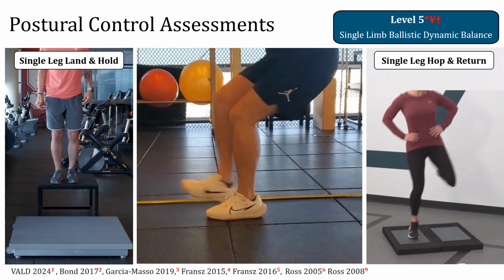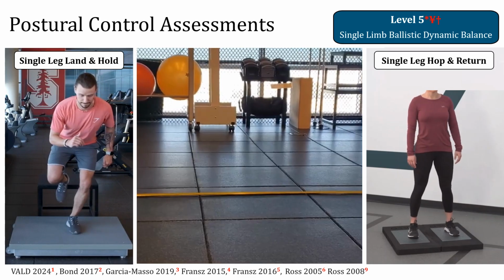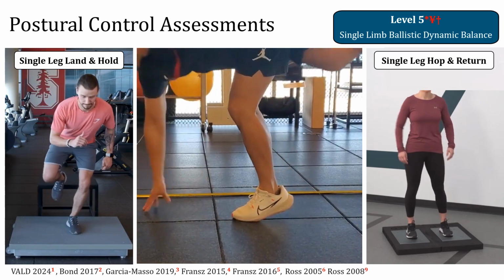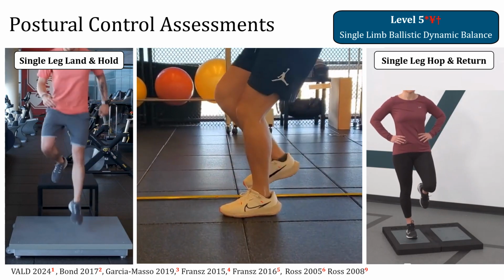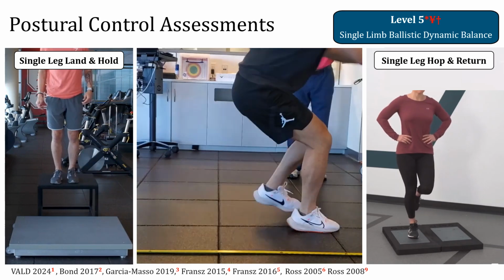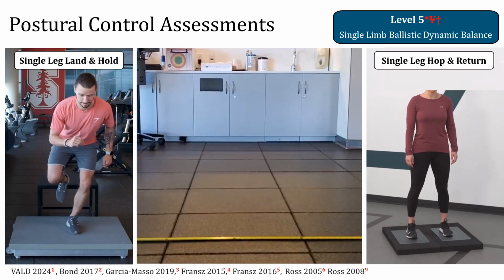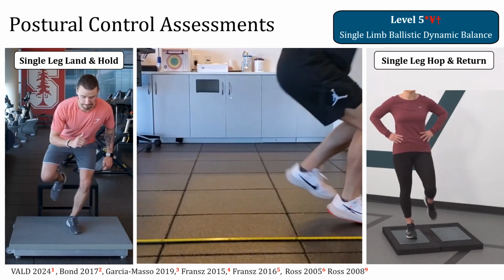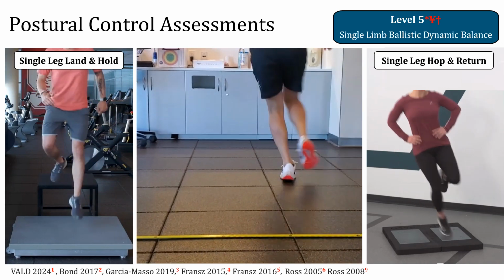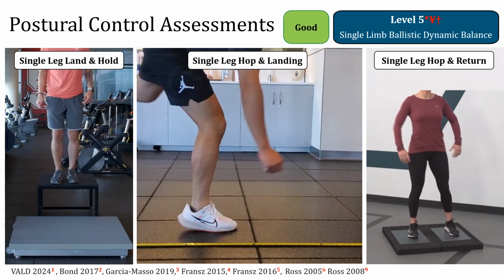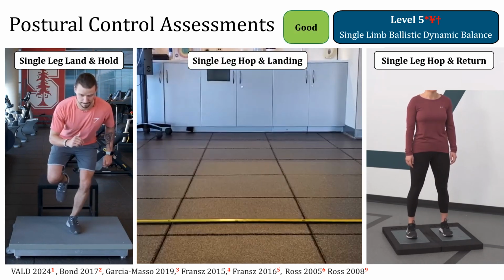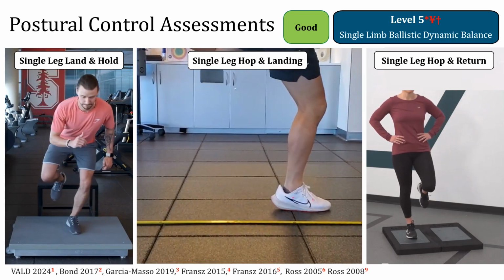The second one is going to be the single leg hop and return, where it is done on dual force plates, where you have the individual stand on one leg in quiet stance. You then have them hop over to the other force plate and then back. And then the third is your single leg hop and landing, which you can use for your traditional hop test.